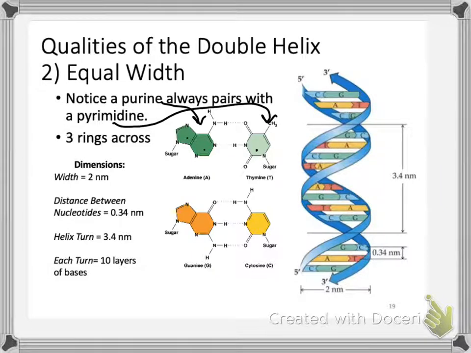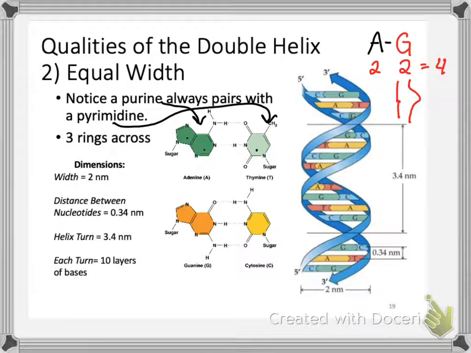Now that's important because when we learn about mutations, if the wrong nucleotide is put in, so let's say we have an A and it's supposed to be paired with a T, okay? But something goes wrong and instead of a T, the enzymes in the cell put in a G. A and G don't pair. In fact, that would be 2 rings here and 2 rings here. That would be 4 rings across, not 3. Your DNA molecule would essentially have a bump in it, okay?